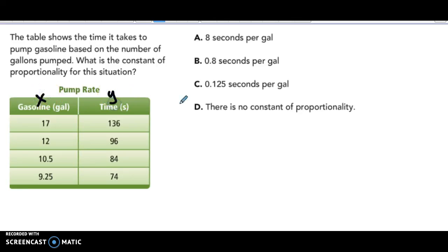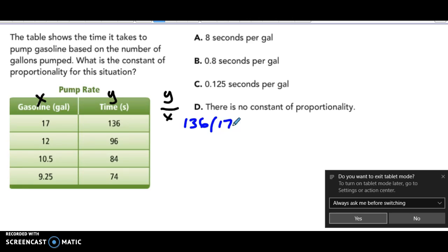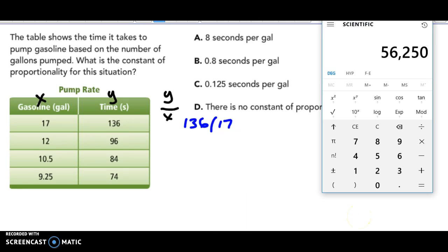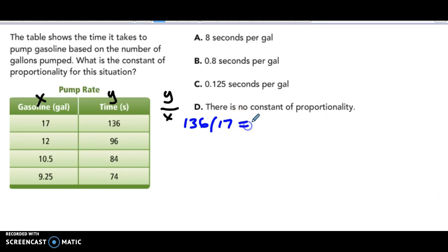So in an XY table, I'm going to be looking at my Y to X ratio. So in this first row, I will have 136 seconds per 17 gallons of gas. So let's reduce that rate. So that's going to give us 8 gallons of gas per second.